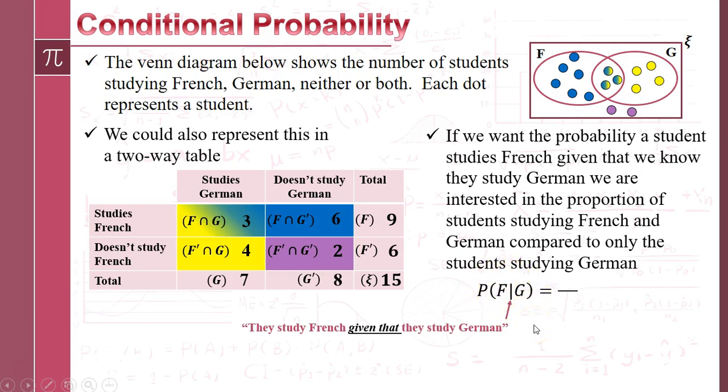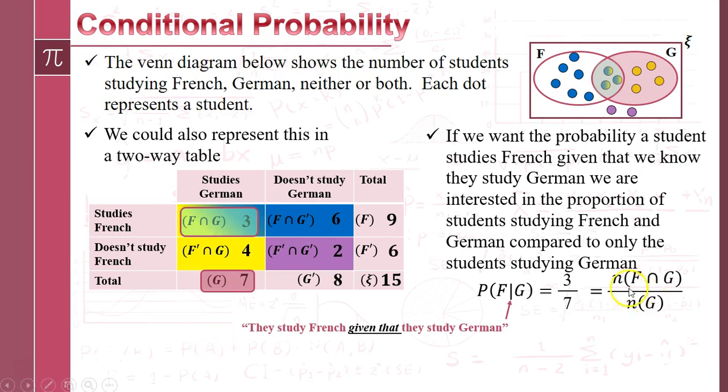And we can see that in order to work that out, let's start off with the denominator first of all. Given that they study German, we are only interested in the German students. So those 7 students there. And now of those students, which are the ones that are studying French? Well, that's going to be the 3 in the middle here. And you can see if you look at what I've got highlighted here, the numerator is F intersection G, and the denominator is just G.